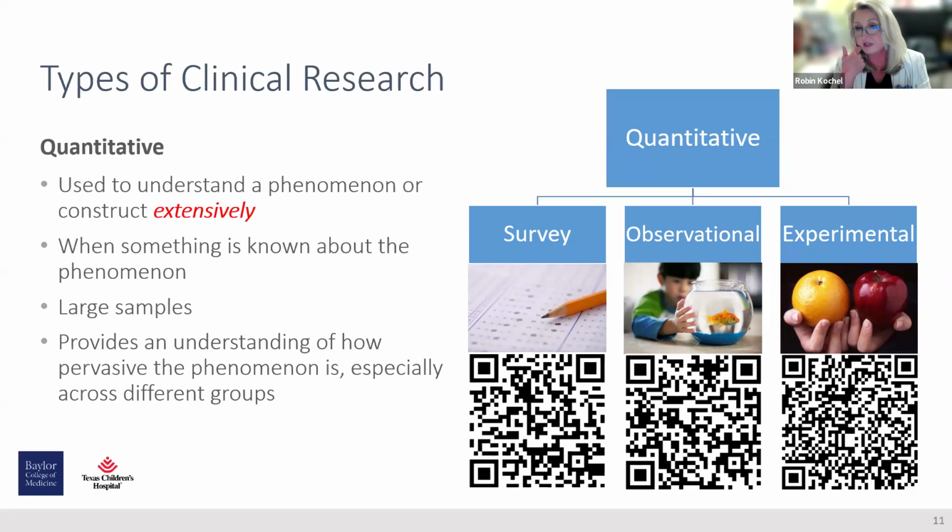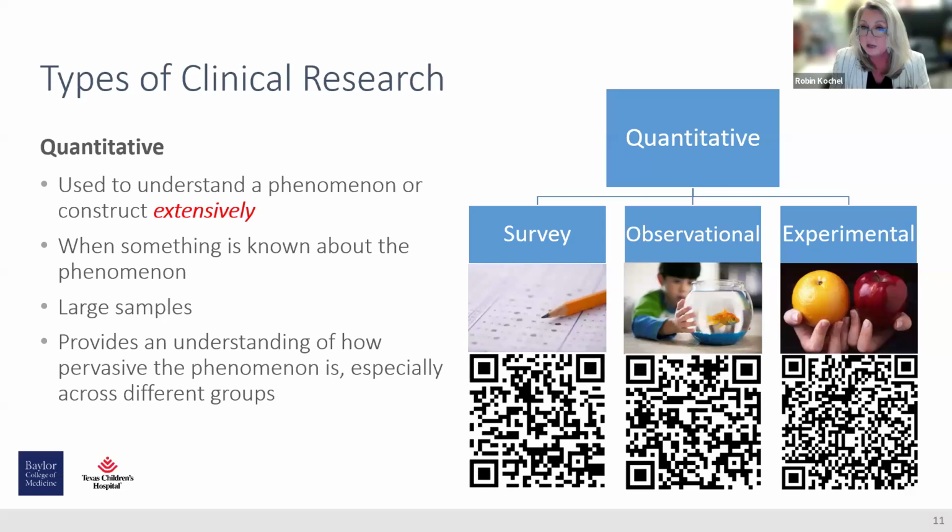Another type of quantitative design is observational. And this is just what it sounds like. The investigator is really observing what's happening in a situation. They're not intervening. They're not doing anything to make anything happen. They really want to understand how things are happening in the natural course of the situation.